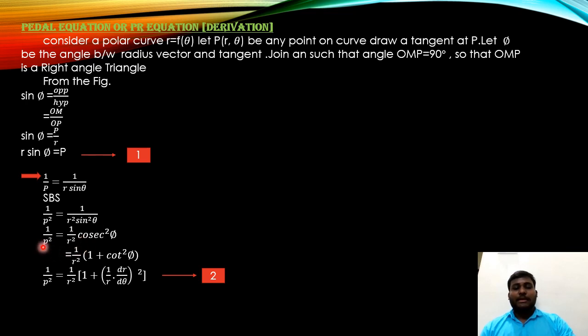I was saying phi. So 1 by p square is equal to 1 by r square multiplied by 1 plus cot square phi, where cosec square is converted into 1 plus cot square phi. So the last equation we are going to get is 1 by p square is equal to 1 by r square into 1 plus, substituting the relation we get from the radius vector and the tangent, 1 by r into dr by d theta whole square. Let's go further.